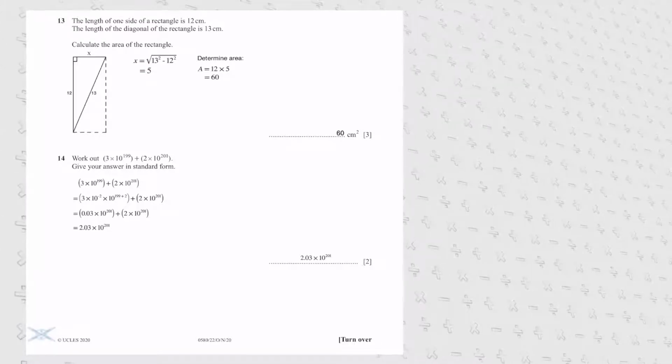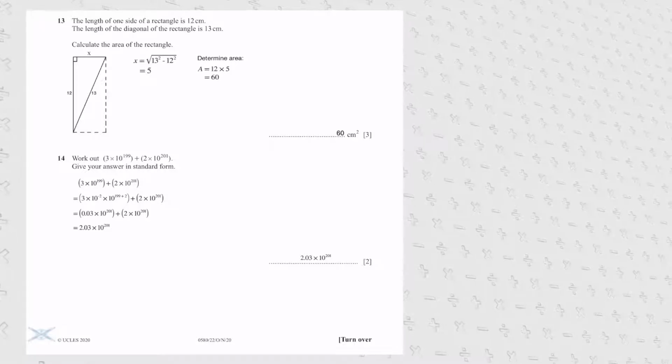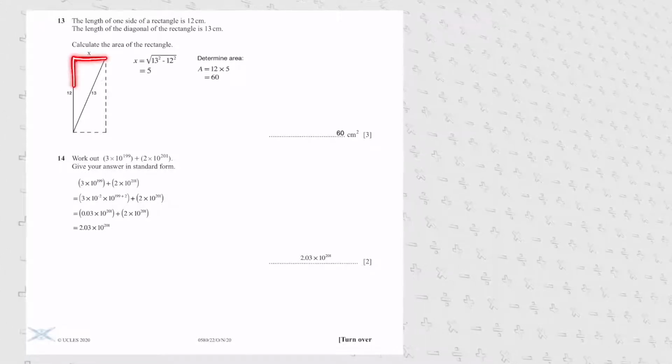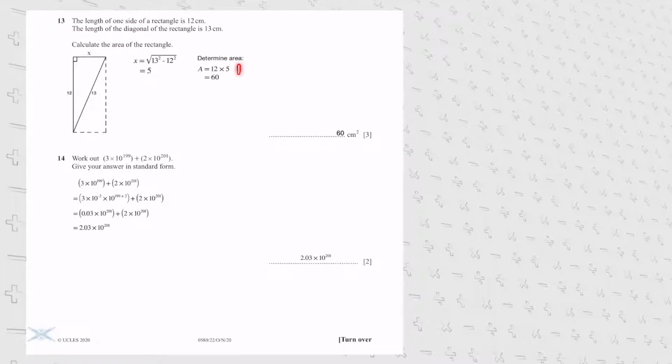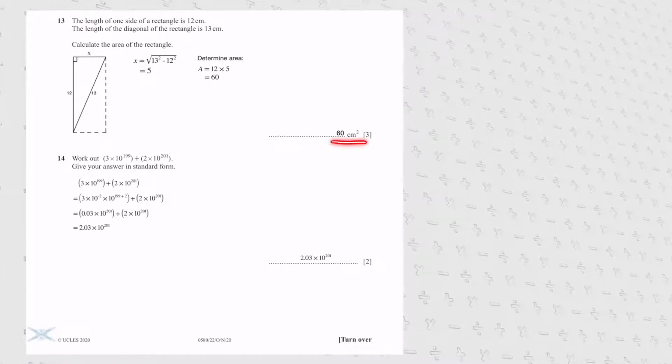Finally, we can now determine the area of the rectangle. In order to determine its area, we simply need to multiply both sides of the rectangle. So in this case, we just multiply 12 by 5 and receive 60. So the area of this rectangle equates to 60 centimeters squared.